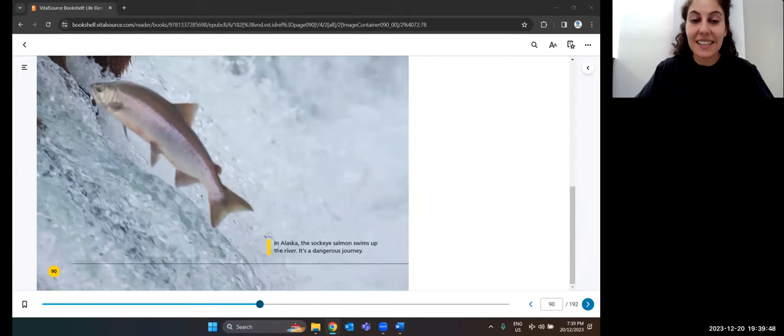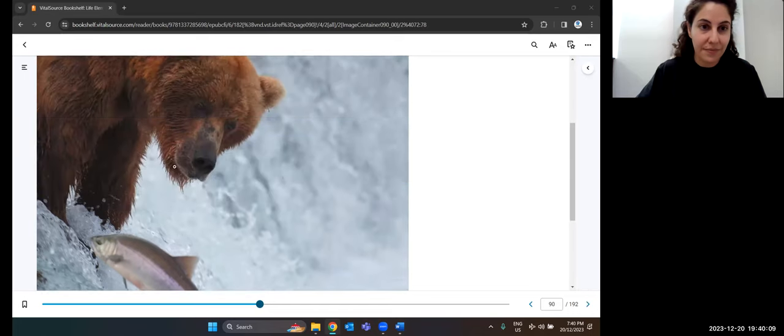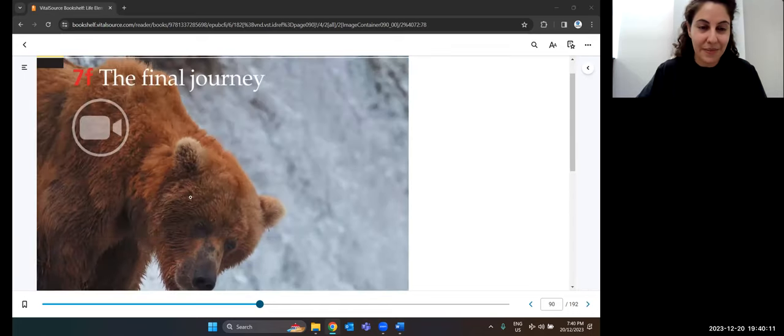So I can see here it says, in Alaska, the sockeye salmon swims up the river. It's a dangerous journey. So the adjective is dangerous. Journey is a noun. It tells us where: in Alaska. And salmon, that's a type of fish. It swims up the river. And there's a brown bear.